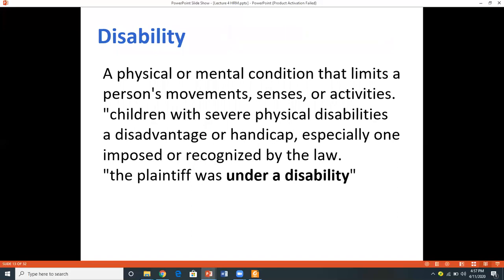Disability means a physical or mental condition that limits a person's movement, senses, or activities. Children with severe physical disabilities. A disadvantage or handicap, especially one imposed or recognized by the law. The plaintiff was under a disability.